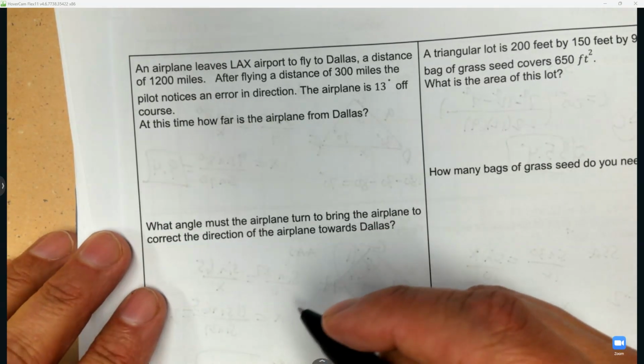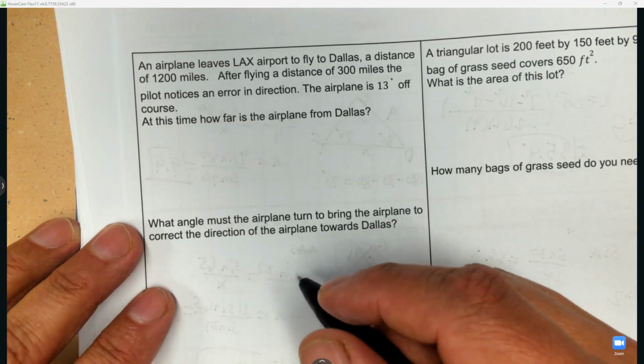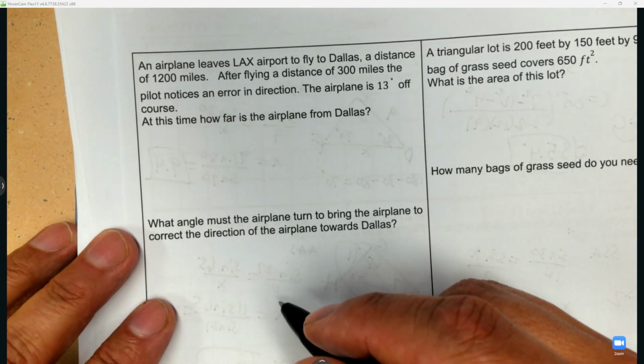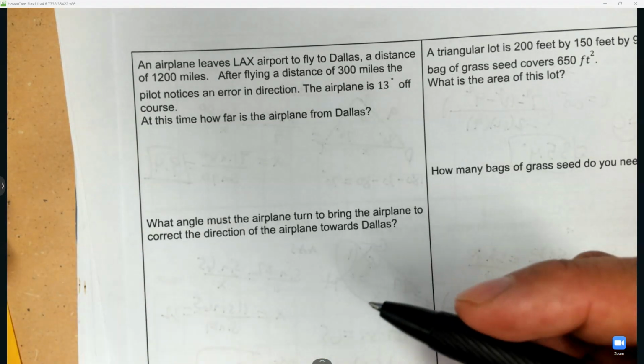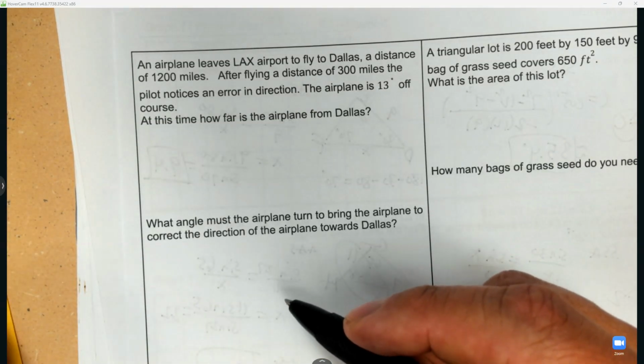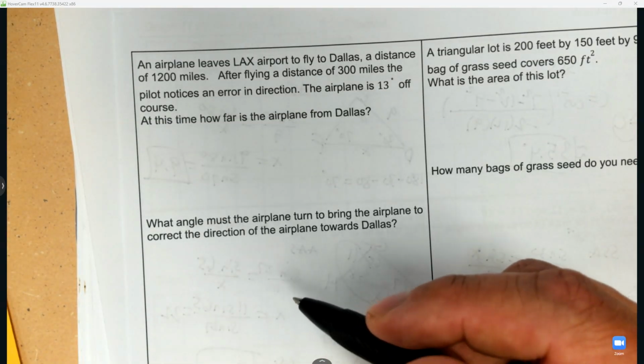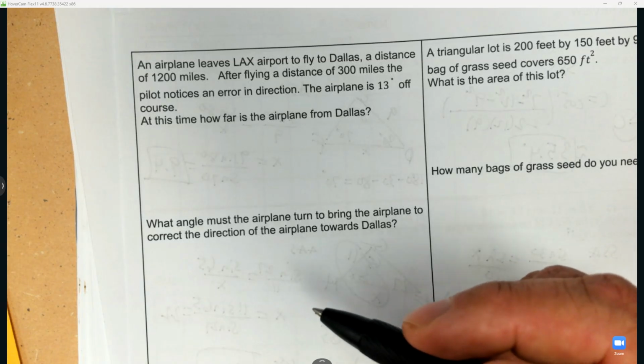An airplane leaves LAX airport to fly to Dallas, a distance of 1,200 miles. After flying a distance of 300 miles, the pilot notices an error in direction. The airplane is 13 degrees off course. At this time, how far is the airplane from Dallas?